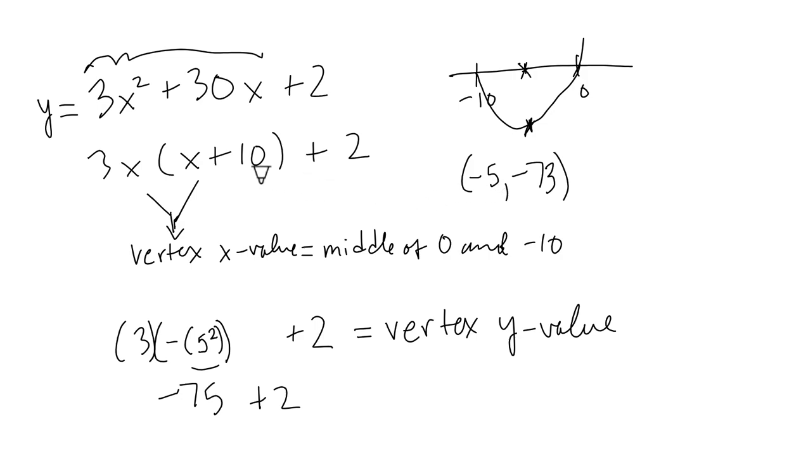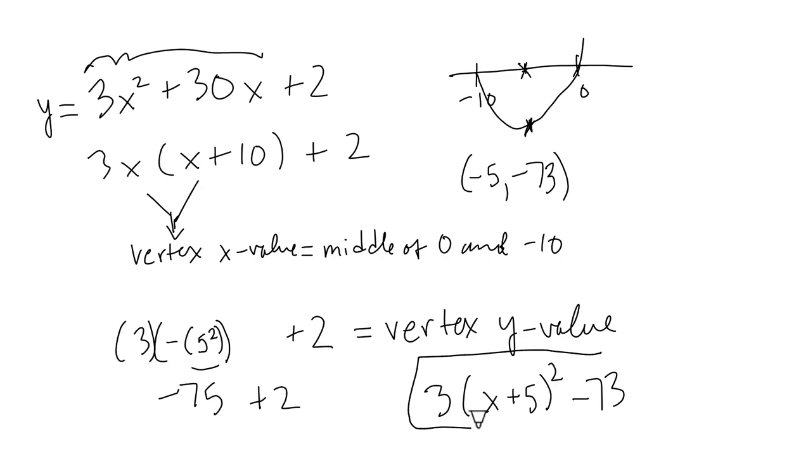How can we use that to complete the square here? Well, we just think backwards. To get standard form, we have a 3. We usually have x minus whatever the x vertex value is. So here we'll have x plus 5 squared. And then this negative 73 is just right there. We just completed the square, by determining what the x value of the vertex is and what the y value of the vertex is.